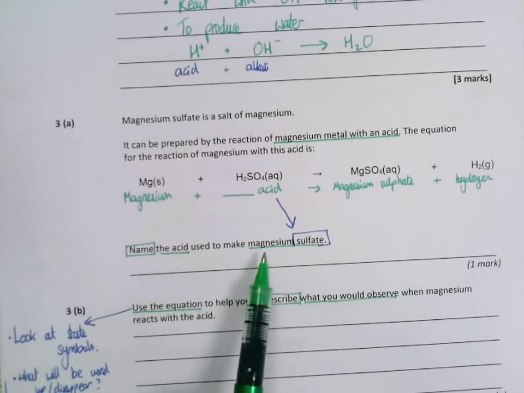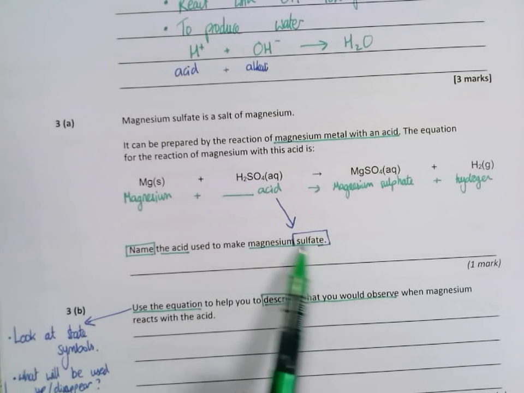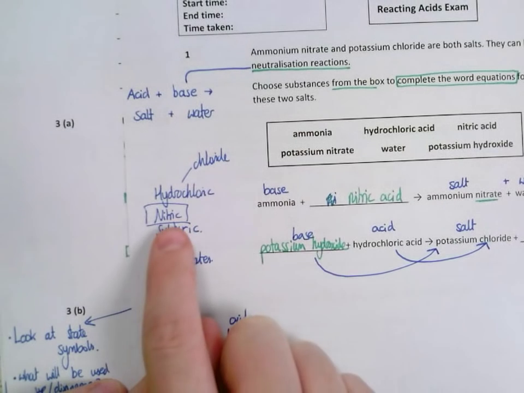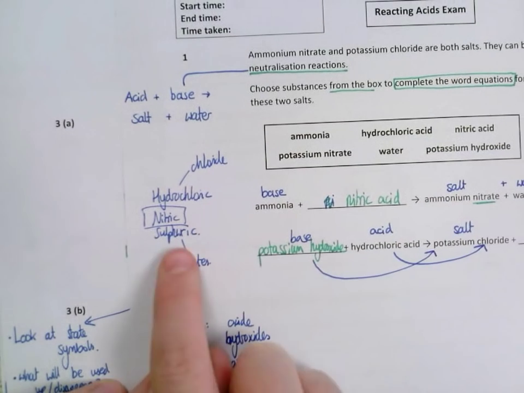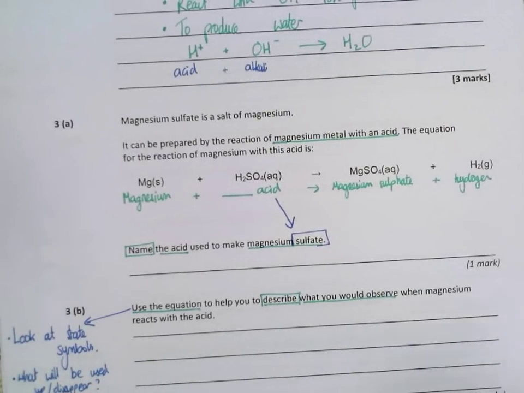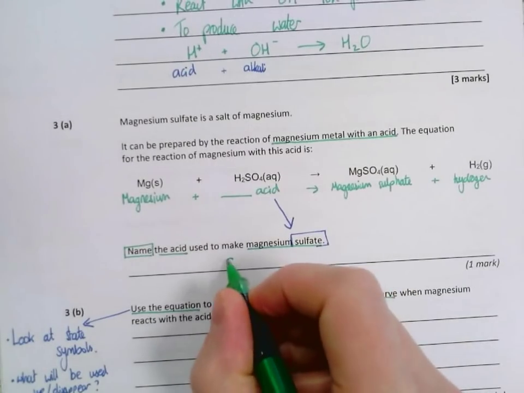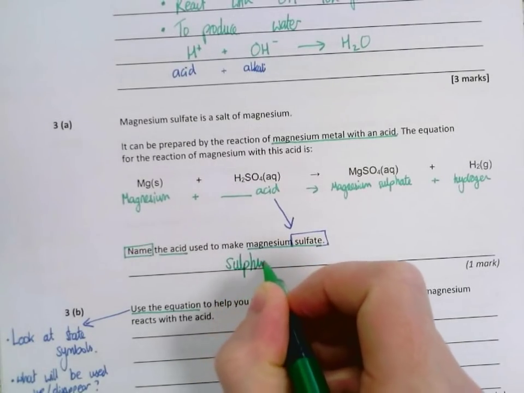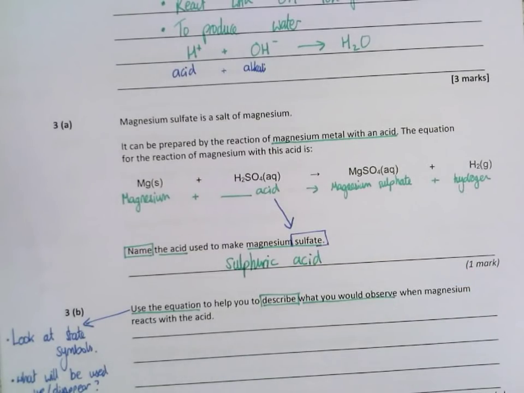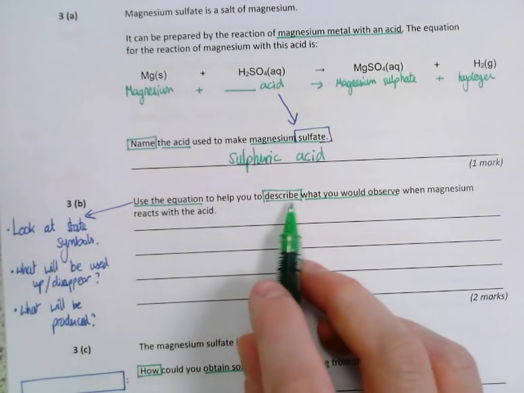Question 3a. Name the acid used to make magnesium sulfate. You will notice I've put a box around sulfate. You should remember from earlier on in the video, I labelled here which acids produce which type of salt. Hydrochloric acid produces chlorides, nitric acid produces nitrates, and sulfuric acid produces sulfates. So we know the answer to 3a must be sulfuric acid. Doesn't matter how you spelt it, by the way. You could spell it with PH, as I like to, or you could spell it with an F. Doesn't matter. Okay?